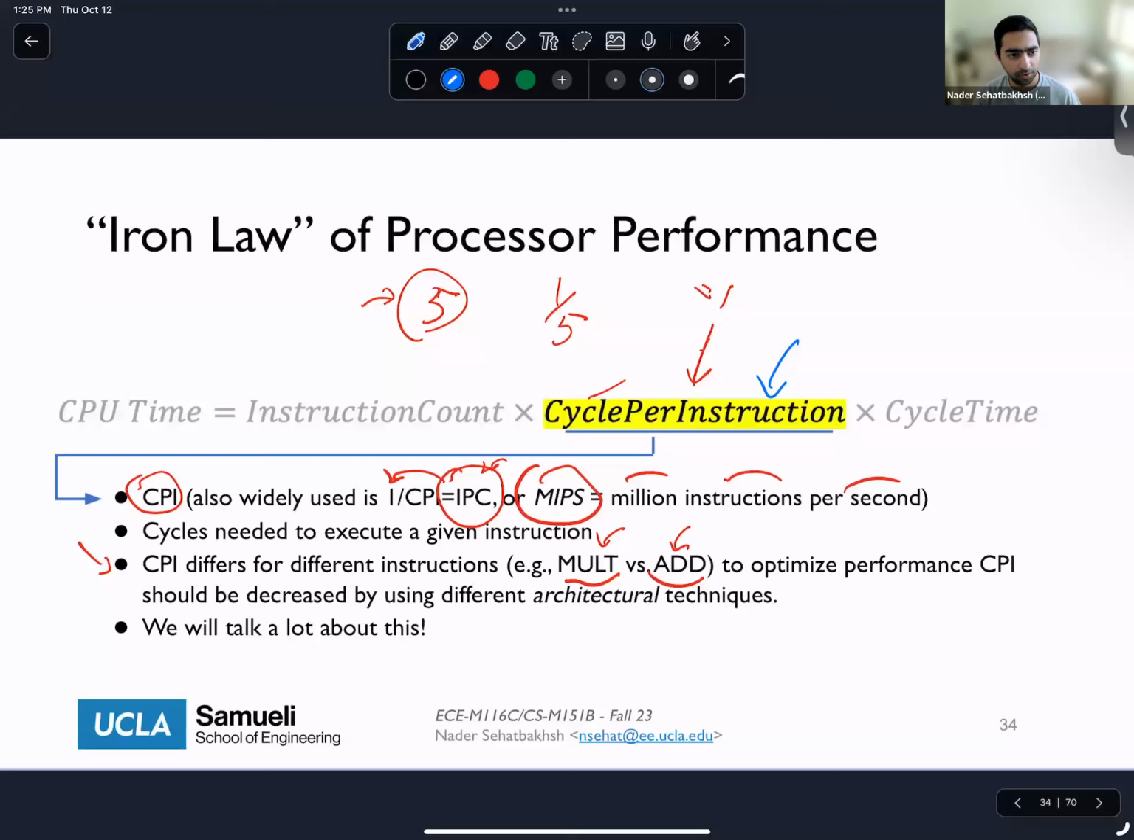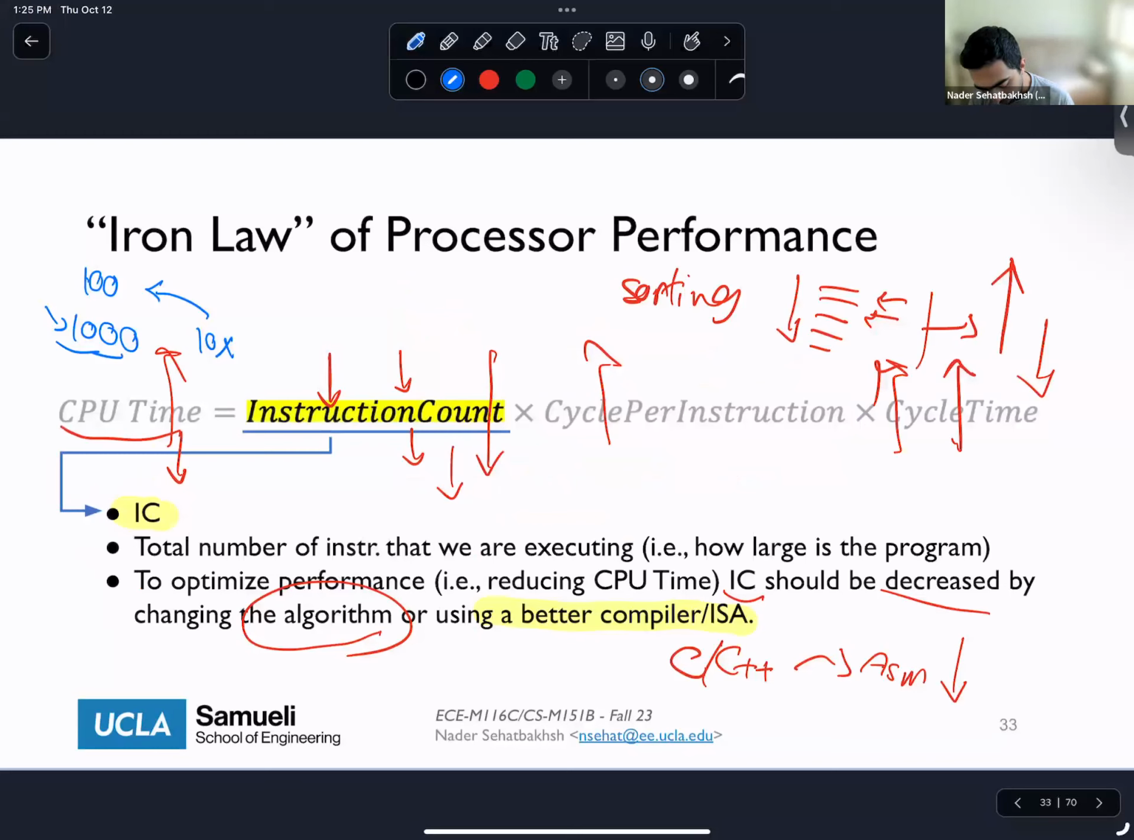Somebody asked, is each variable in this equation inversely related? One goes down, the rest goes up. Not necessarily. So for example, if I use a better algorithm to reduce the IC, the other two won't be impacted. So they stay the same, but just the IC goes down. In some other cases, they might be inversely related. So yes for some optimizations, but no for some other optimizations. And of course, if everything was inversely related, then there wouldn't be any optimization in the CPU time. But in fact, there are lots of things that we can do in order to improve CPU time, okay?